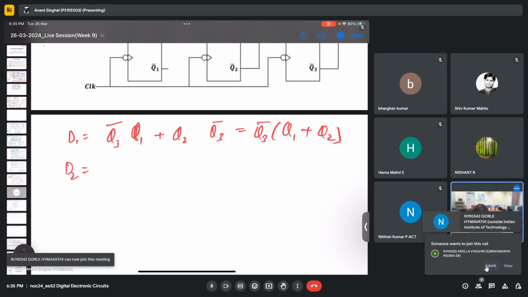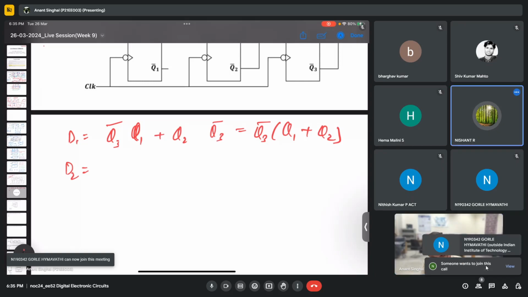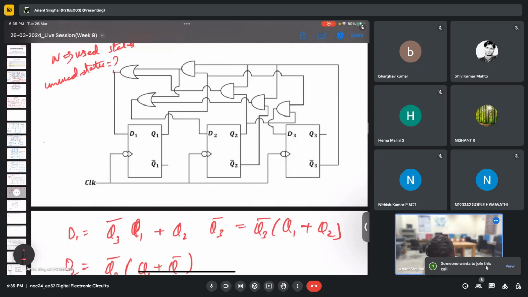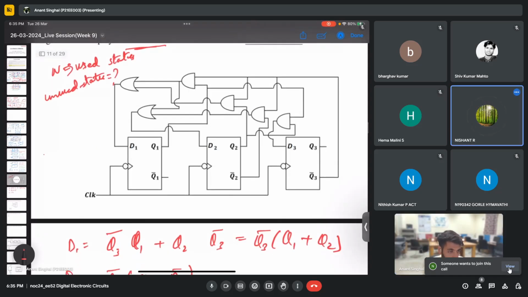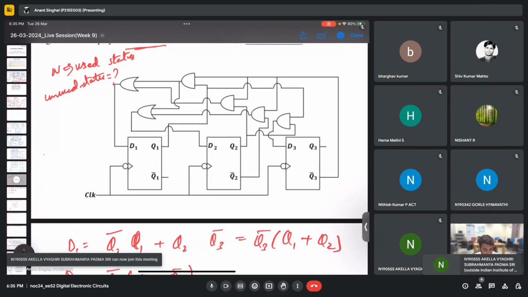And then for D2, Q3 bar into bracket Q1 plus Q2 bar. Q1 plus Q2 bar. And for D3, Q1 into Q2. So let me quickly check. I hope everyone also is getting the same relation. Give me a moment.